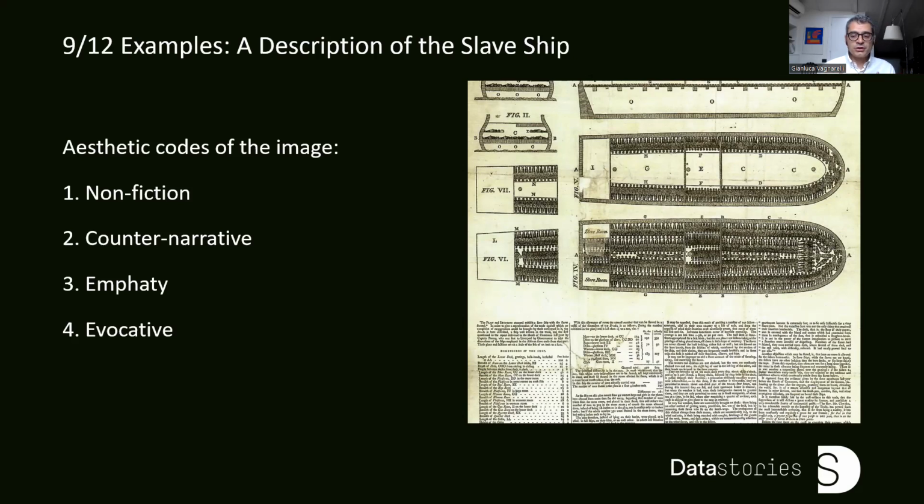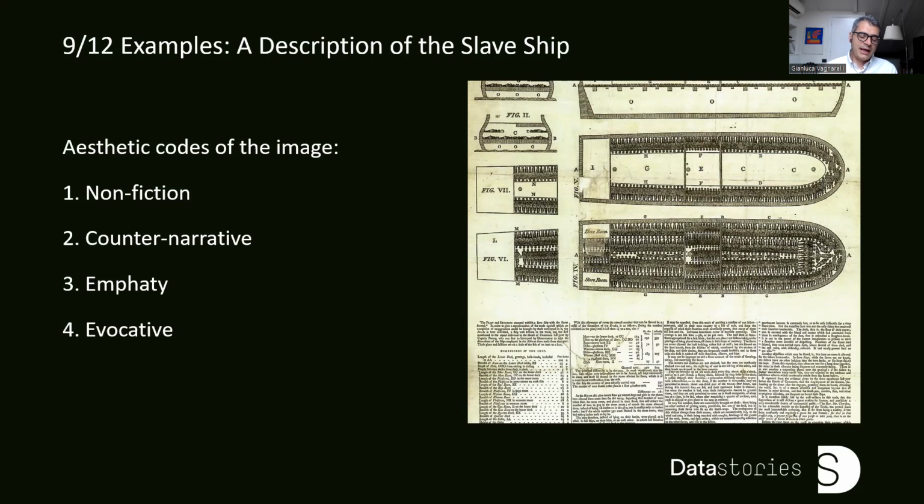The third element is the empathy. The diagram is able to stimulate in the viewer a sense of empathy towards the slaves. Indeed, they are represented in a passive state, depicted as helpless victims packed in tiny spaces, evoking a feeling of suffocation.